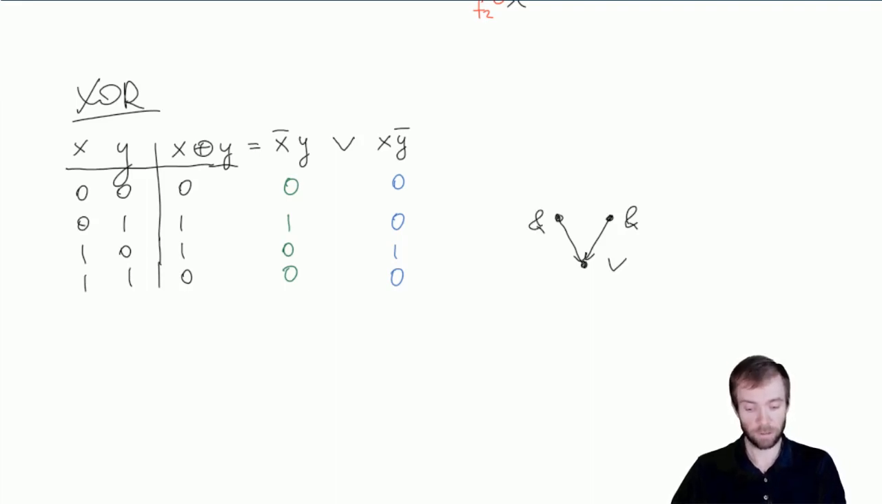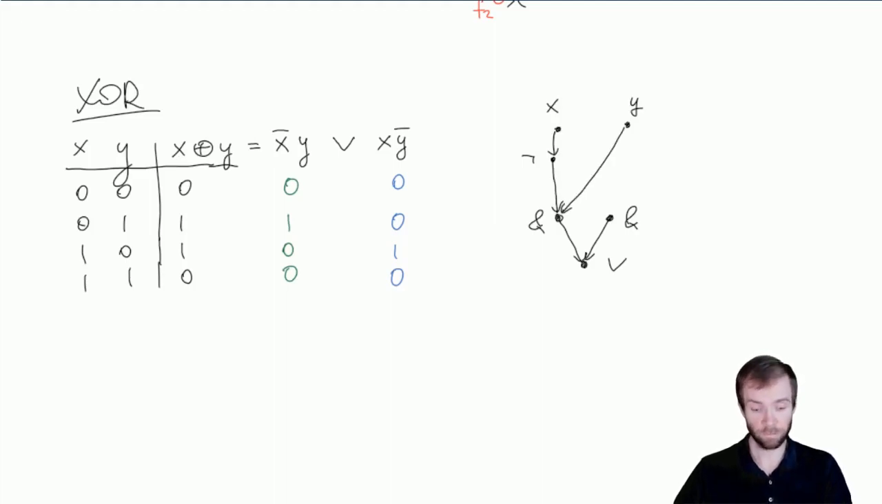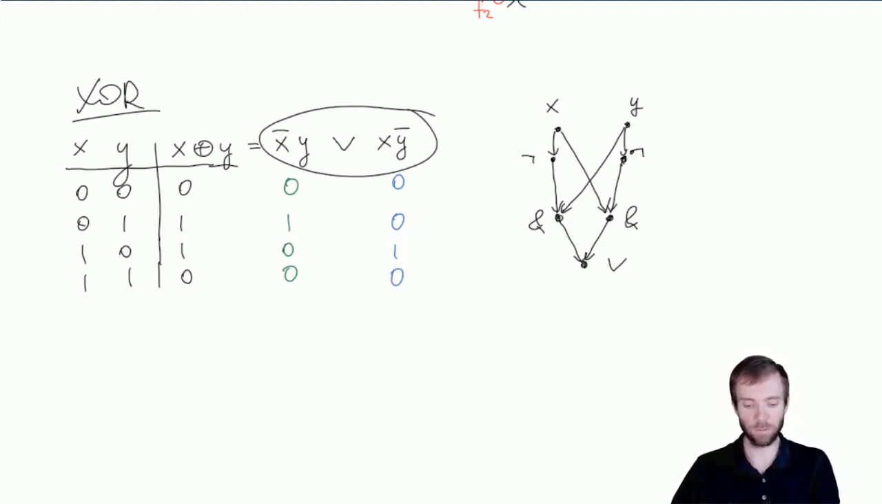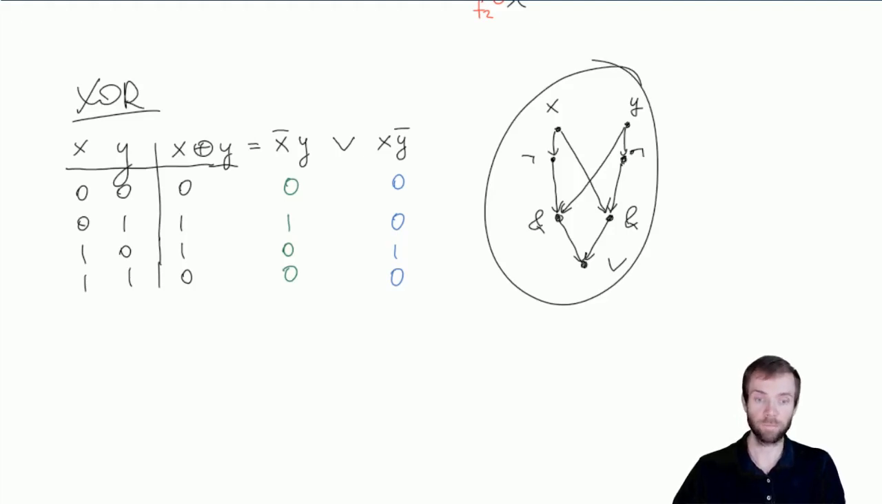So now the first conjunction needs to get negation of x and y. So let's now introduce the input nodes x and y and compute negation of x so that we're able to use it in this conjunction together with y. And the second conjunction is symmetric, so it needs the negation of y and x. So our circuit built by this formula looks like this.